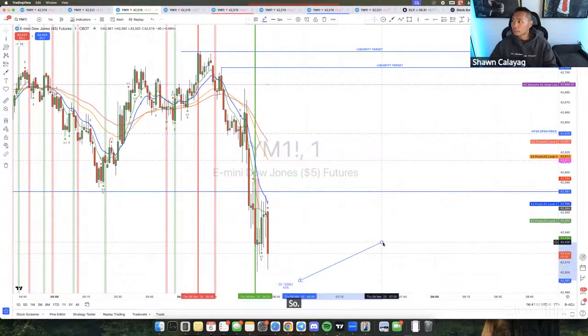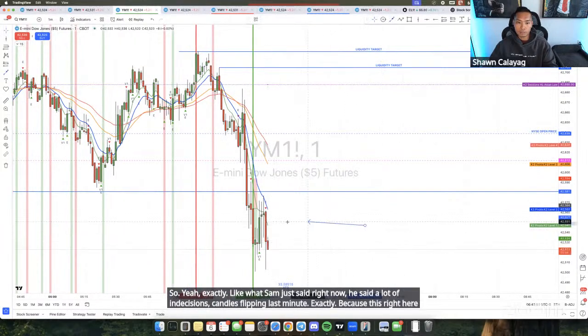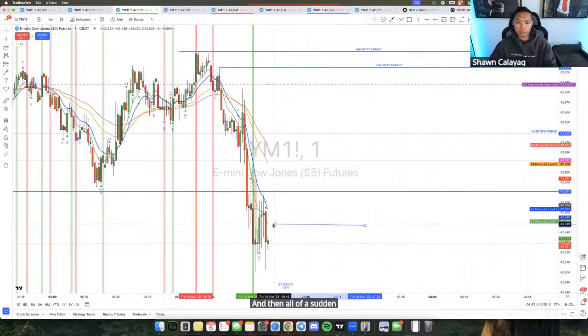Exactly, like what Sam just said, a lot of indecision, candles flipping last minute. This right here looked like price was going to push up, and then all of a sudden it came down super sharply, right? So just be careful, guys.